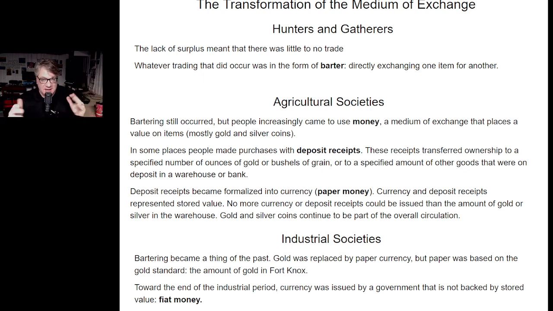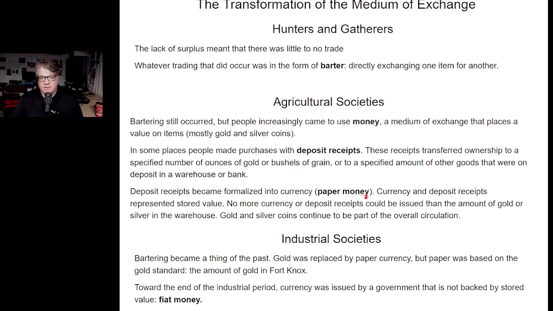Now, if people didn't honor those deposit receipts, they may get kicked out of the community or worse. But think about the deposit receipt, what does it represent? Think about when you write a check. That represents stored value in the bank. So this idea of stored value banks that we have now extends back into agricultural societies.